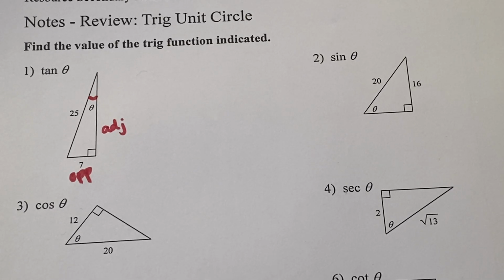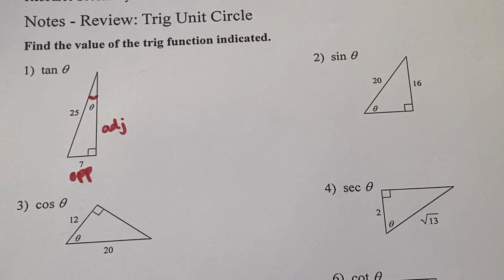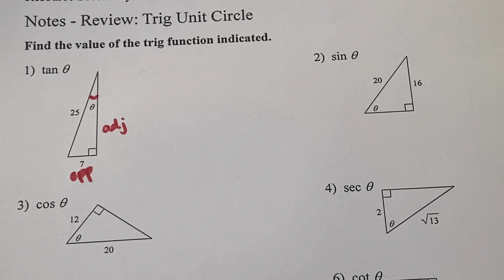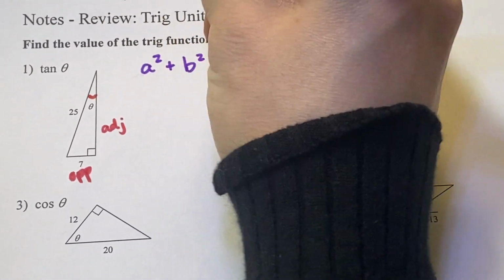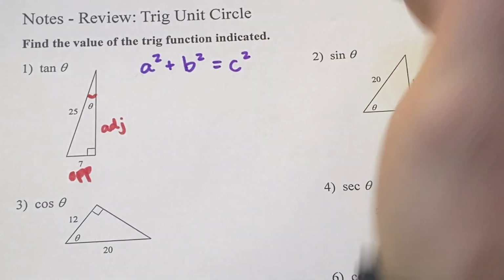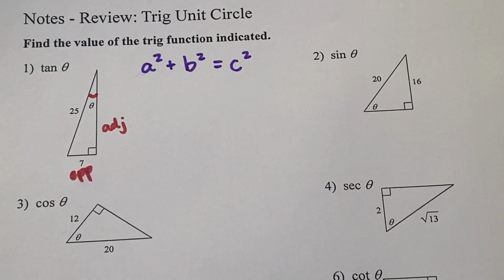How do we find the missing side of a right triangle? What theorem are we talking about? It starts with a P. Pythagorean theorem. Beautiful. I did not say that right, but close enough. A squared plus B squared equals C squared. This is how we find that adjacent side.